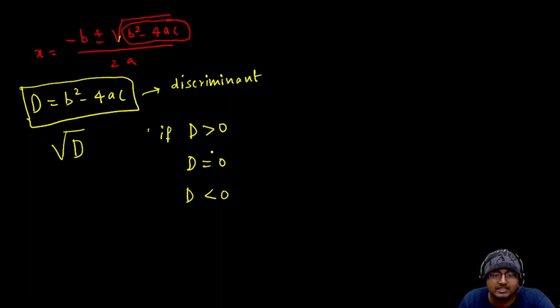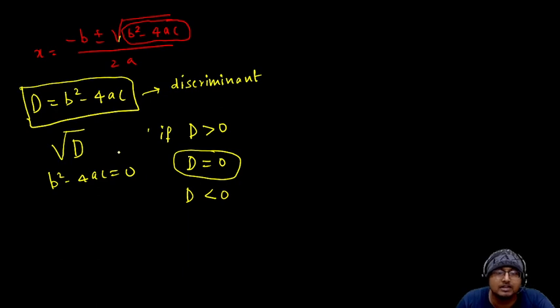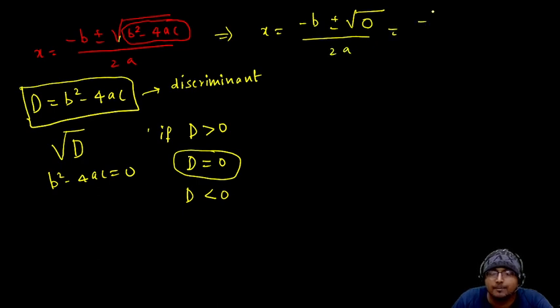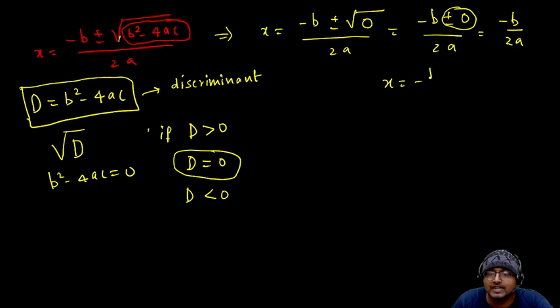First, the easy one: if D equal to 0, what will happen? Substitute D equal to 0, that is, b square minus 4ac equal to 0, in this equation. x is equal to minus b plus or minus under root of b square minus 4ac, which is nothing but the discriminant D. If D equal to 0, the under root value will be 0, so x equals minus b plus or minus under root of 0, which is 0 only, divided by 2a. Plus or minus 0 has no value, so the answer is minus b by 2a. So x is equal to minus b by 2a.